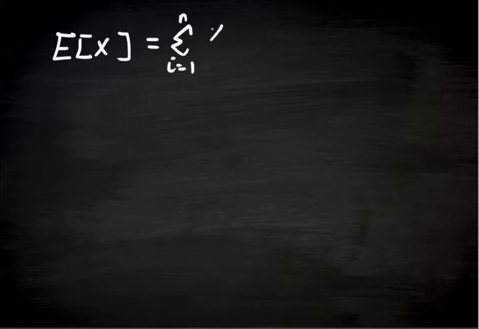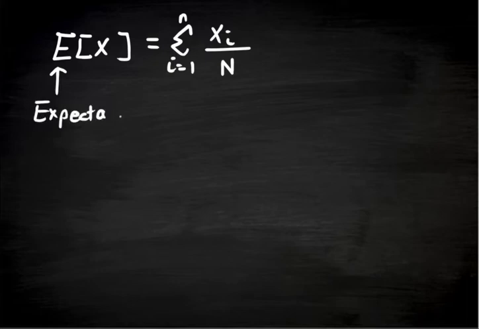It's E(X), which is equal to the sum of i equals 1 to n, xi divided by n. Now let's break this down. The E in this case just indicates expectation. It's a mathematical notation of expectation. The X here is the random variable, so the variable of interest.